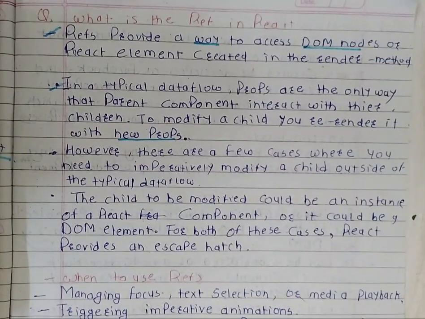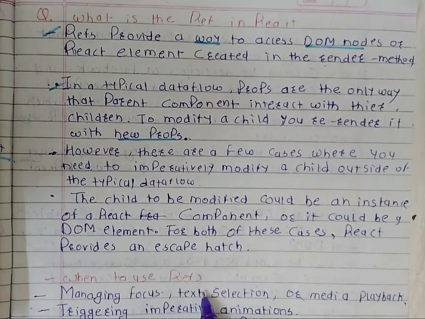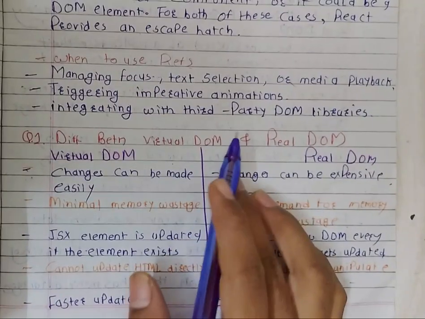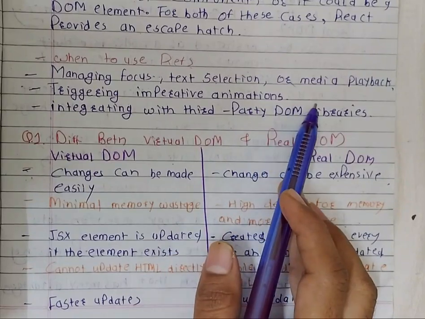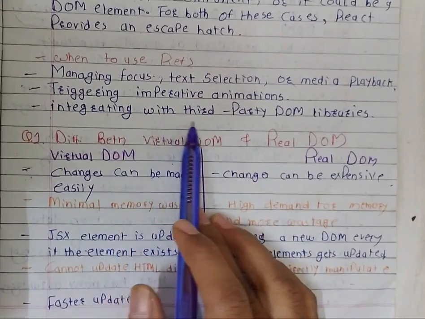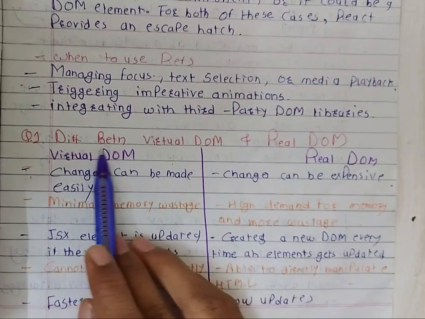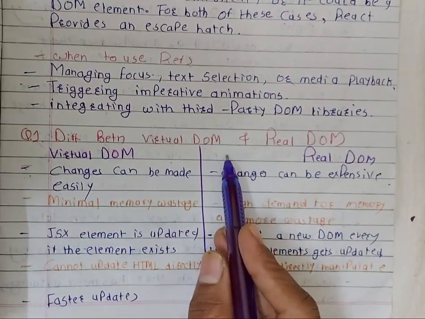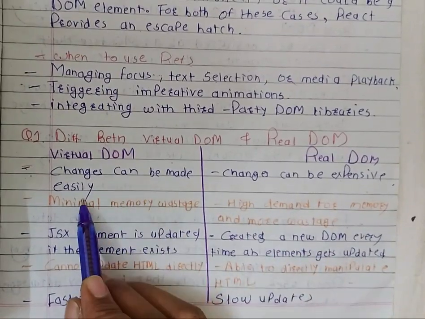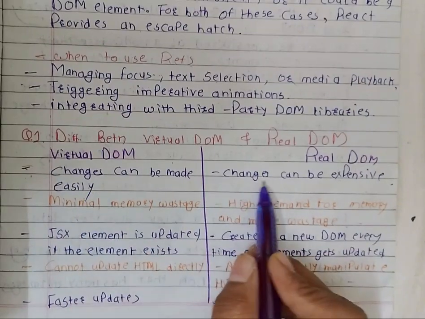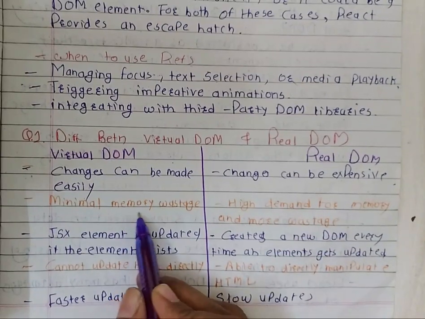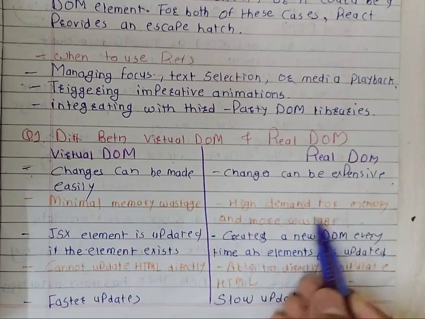Then, when do we use a ref? We use refs for managing focus, text selection, or media playback, triggering imperative animations, and integrating with third-party DOM libraries. Then, the difference between virtual DOM and real DOM. In the virtual DOM, changes can be made easily; in the real DOM, changes can be expensive and it takes a long time to update. The virtual DOM has minimal memory wastage, while the real DOM has high demand for memory and more wastage.